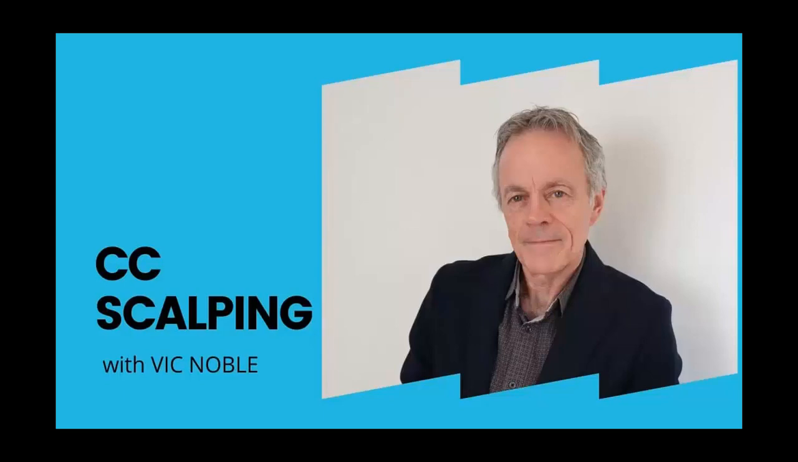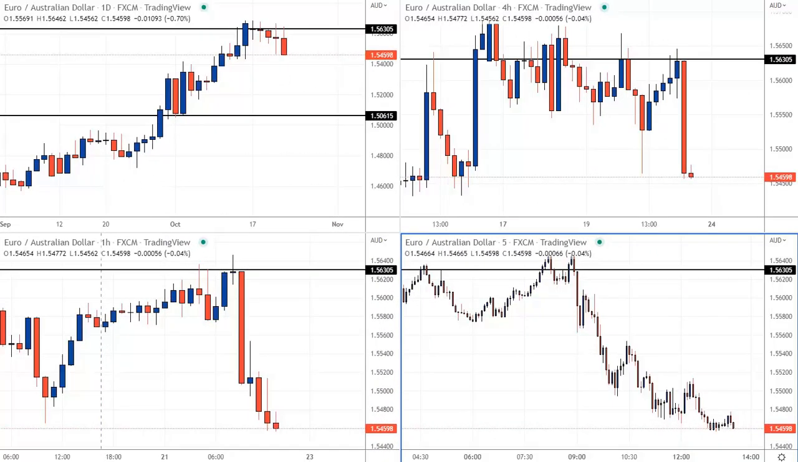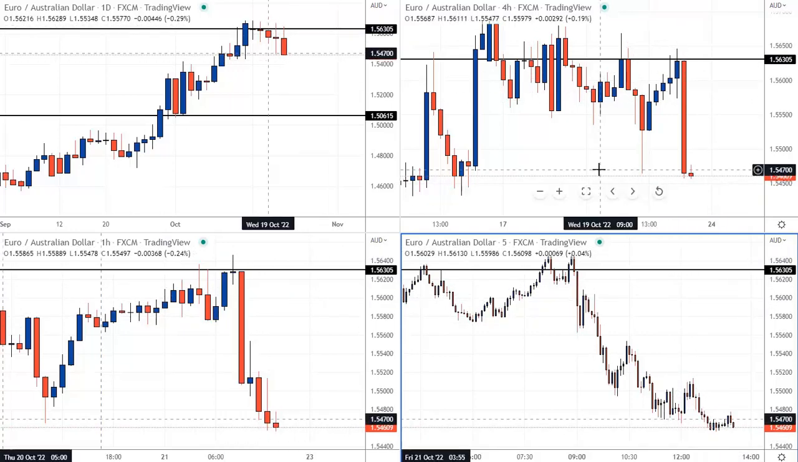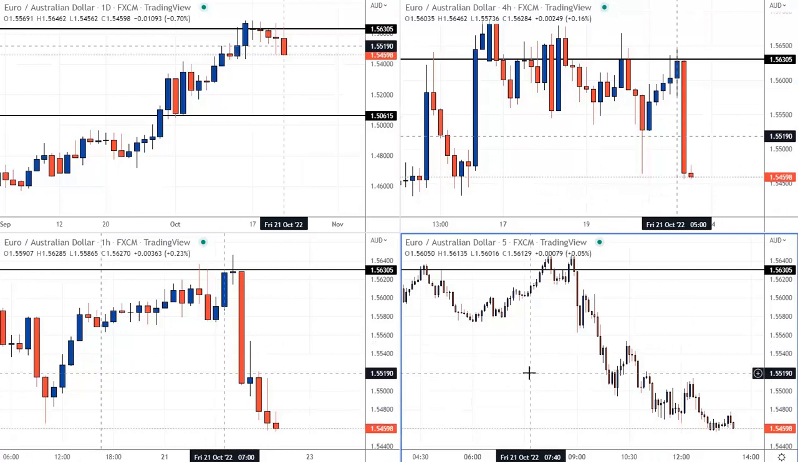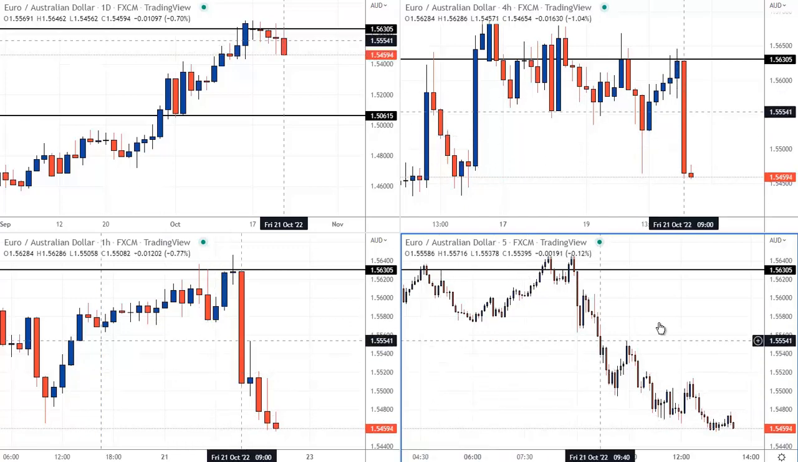Okay, let's check out this nice little micro scalp that's set up on the Euro Australian dollar pair. So here is the Euro Australian dollar pair, and let's look at this setup. For micro scalping, the time frame combinations that we use are 4 hour, 1 hour, and we get in on a 5-minute chart. So we want to match up levels from the 4 hour and the 1 hour. And then if there's a pattern, we can go to our 5-minute chart for entry.